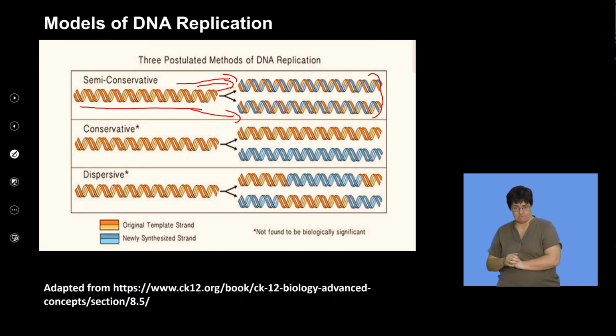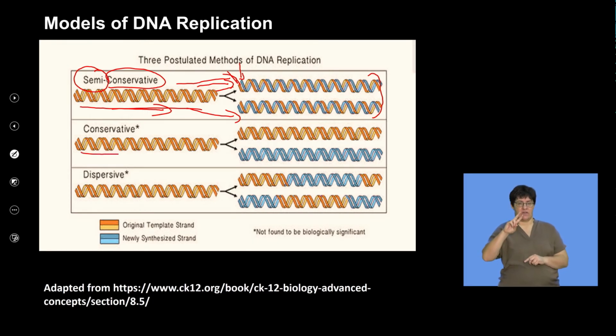So we refer to this as a model showing half, which is semi, and conservative is referring to a term where we refer to keeping the old. So at the end of this process of replication using the semi-conservative model, we have two new strands, and each of these strands has a copy of the old strand and a new complementary strand. And so this is referred to as the semi-conservative model.